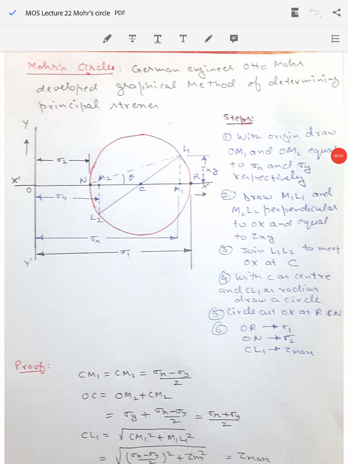Hello students. In today's lecture we are going to discuss the graphical method of determining the principal stress.